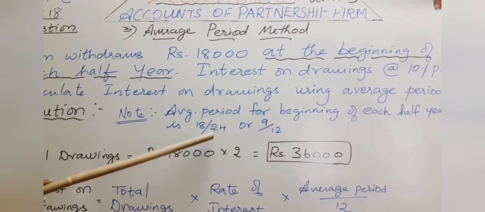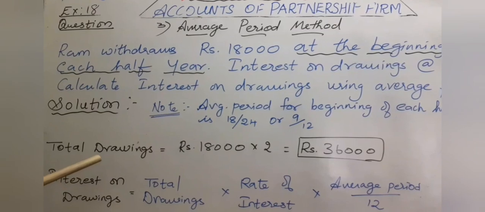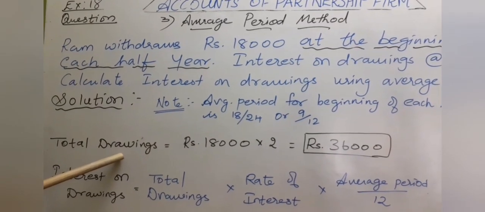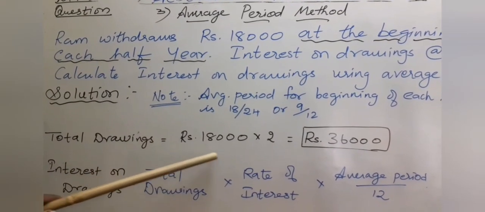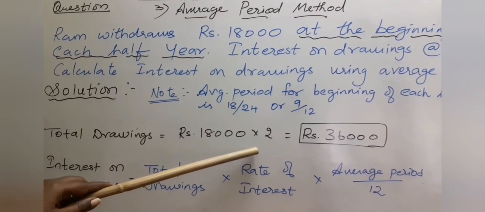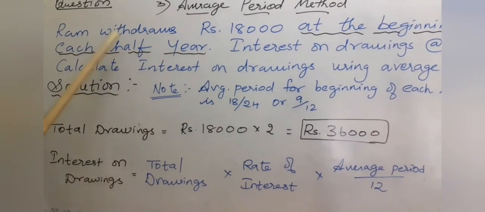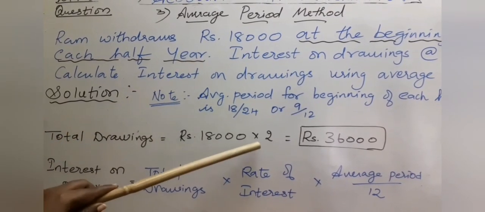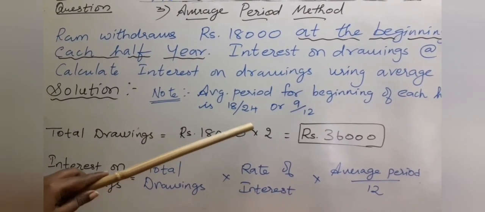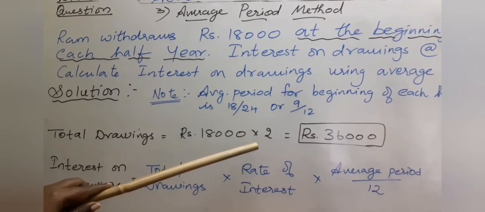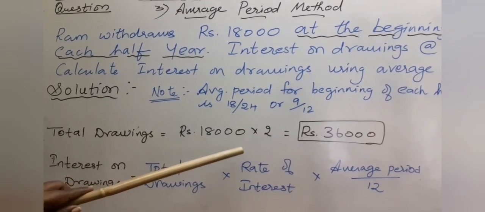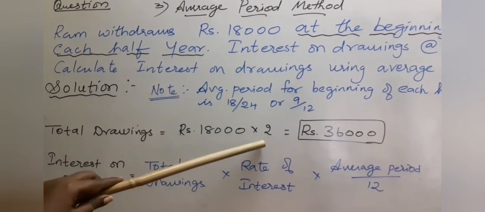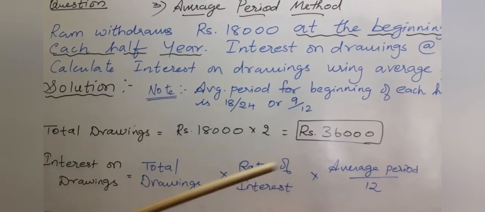9 2s are 18, 12 2s are 24. Apply the formula here. Total drawings is equal to 18,000 into 2. Why have I written 18,000 into 2? Because it is each half year. In a year, how many half years are there? 2 half years are there. From January to December, you have 2 half years in a year. So 18,000 into 2, you are getting here rupees 36,000.